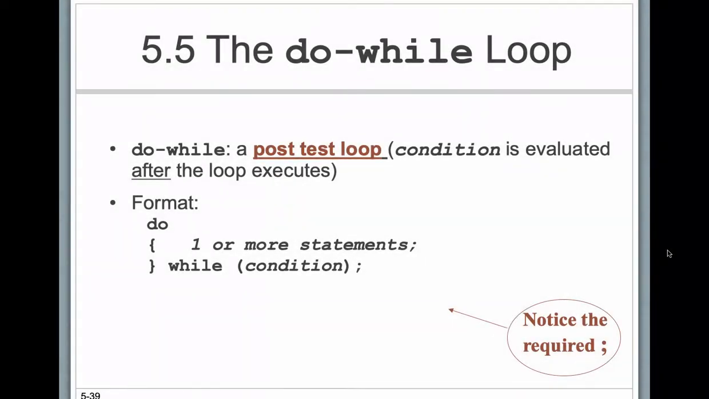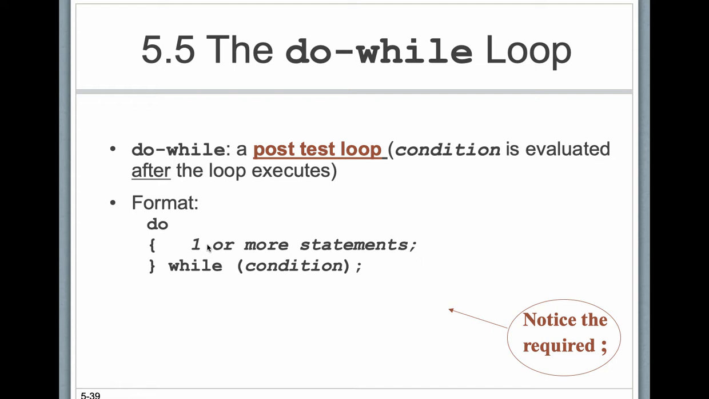The next loop that we will discuss as part of chapter 5 is the do-while loop. The do-while loop is considered to be a post-test loop, meaning that the condition will be evaluated after the loop executes. This is a little bit different as opposed to a while loop, which will be evaluated first and then executed.